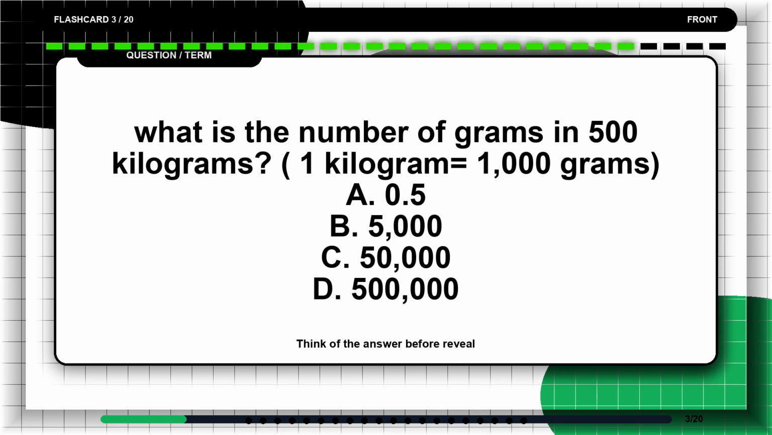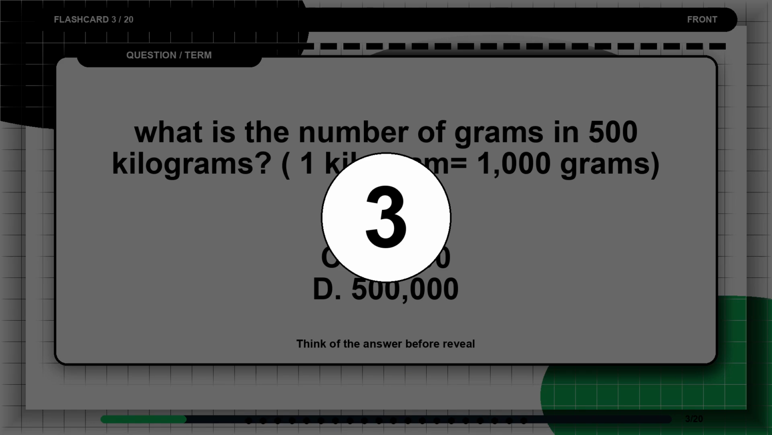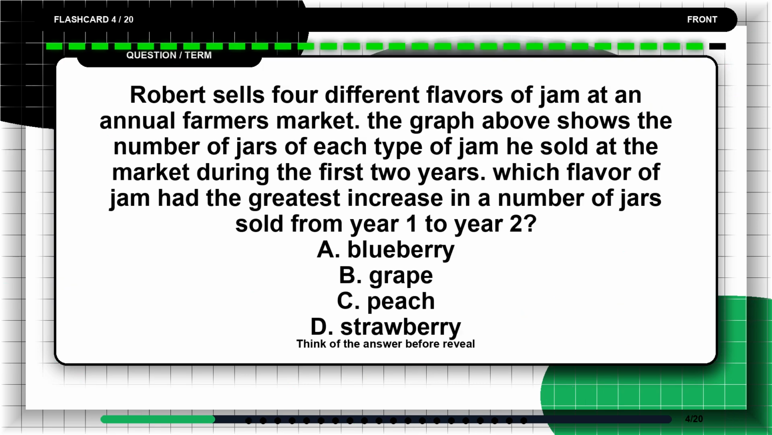Flashcard 3. What is the number of grams in 500 kilograms? 1 kilogram equals 1,000 grams. A. 0.5, B. 5,000, C. 50,000, D. 500,000. Pause and think of the answer before the reveal. The answer is D.